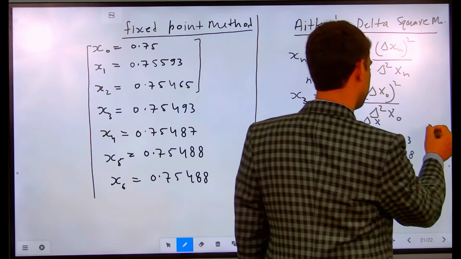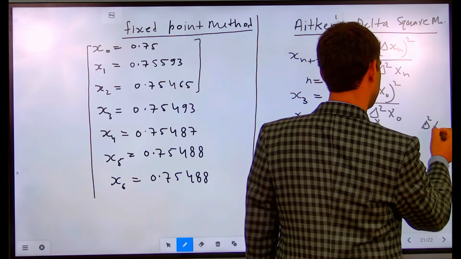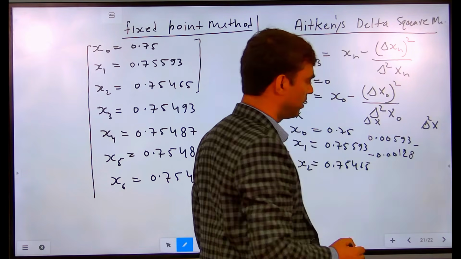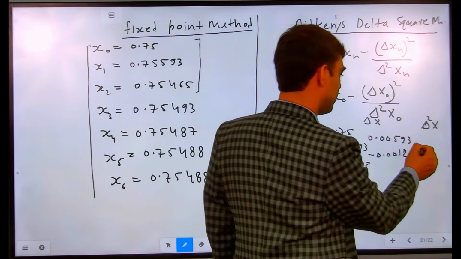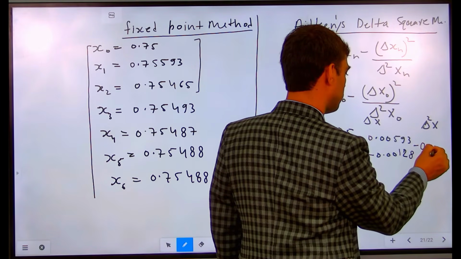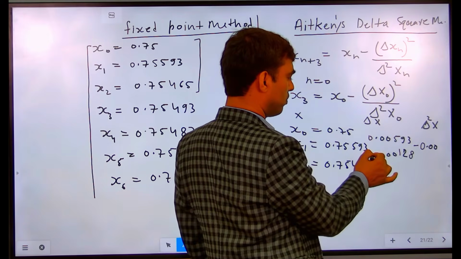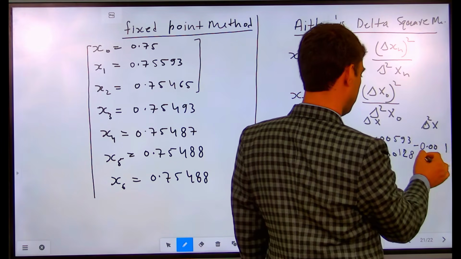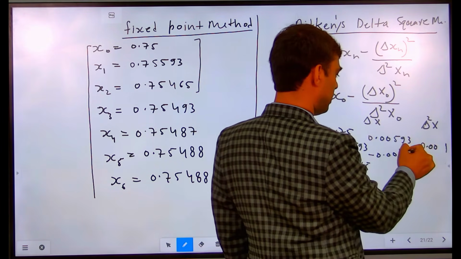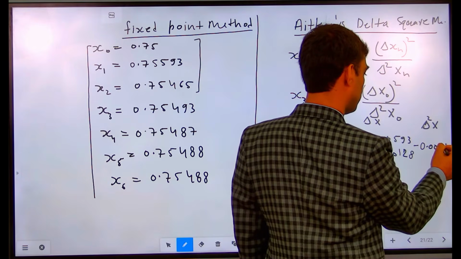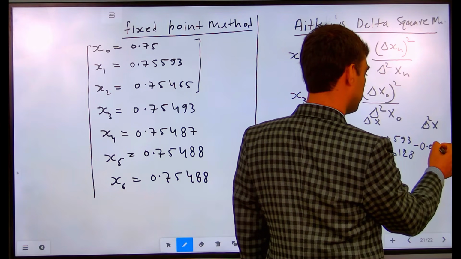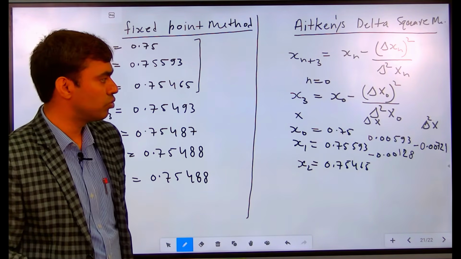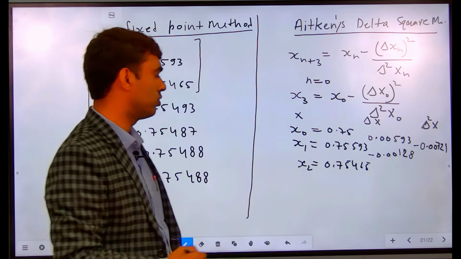What is the second order difference, delta 2 x? Here we find the difference of these two. The difference is a minus sign, minus 0.00721. So delta 2 x0 is minus 0.00721. So these are the values.